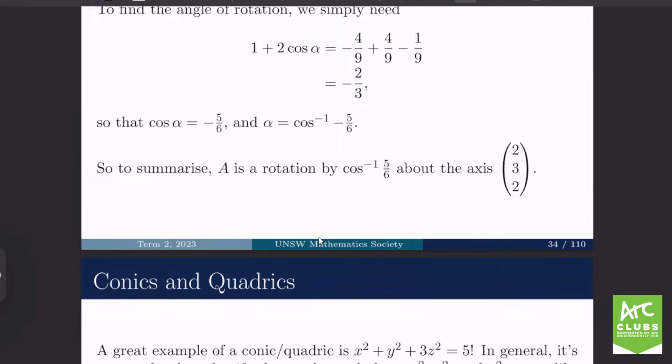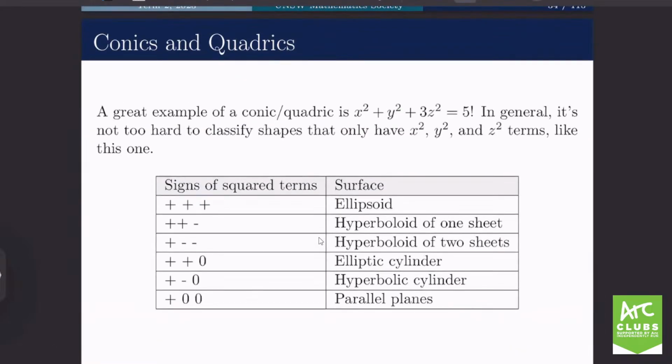So let's move on to conics and quadrics. Another application of eigenvectors and eigenvalues is to identify general conics and quadrics. Given a certain equation, what is the actual surface that it represents? For terms that only involve x squared, y squared, and z squared, it's fairly easy to determine what it is. If I look at something like this, I know this is an ellipsoid. To determine that, it's just by looking at the signs. If we add them together, we'll get an ellipsoid.